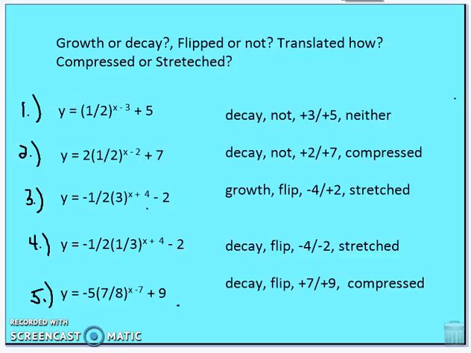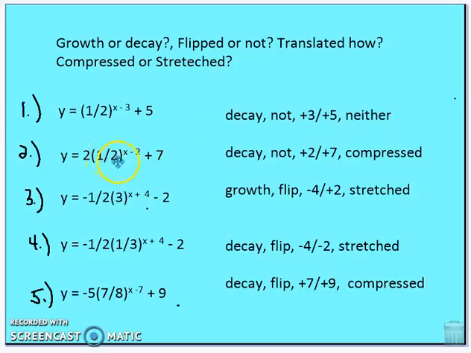All right, so the first function, b is between 0 and 1, so it's decay. It is not flipped because the sign of a is positive. It's shifted 3 to the right and then 5 up, and it's neither compressed or stretched because the value here for a is 1. I'm going to go through one more with you, and then you can take a look at the answers for the rest on your own.